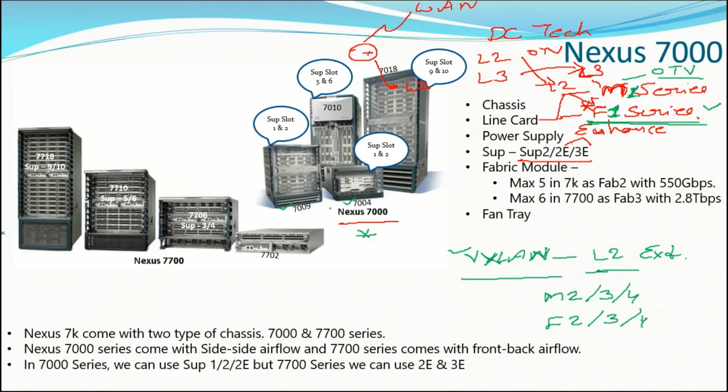So these new generations bring us the concept that we can use any of the line cards and the entire technology is going to get supported. Whether the technology is an L2 technology or an L3 technology, in either case the latest line cards of the M series and F series are going to work. But the problem was only for the older line cards, the initial line cards.